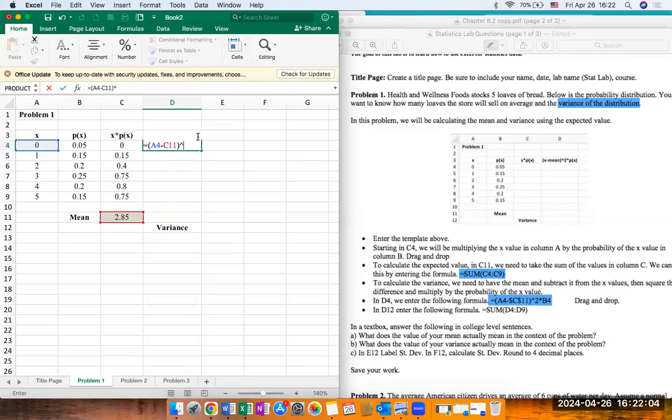To square it, we're going to raise it to the 2, using that little caret button by hitting Shift 6. Then we're going to multiply this by the probability, so that in B4. Go ahead and hit enter. By no means do we need that many decimal places, so we can shorten it to at most 4. Then we're just going to drag and drop.